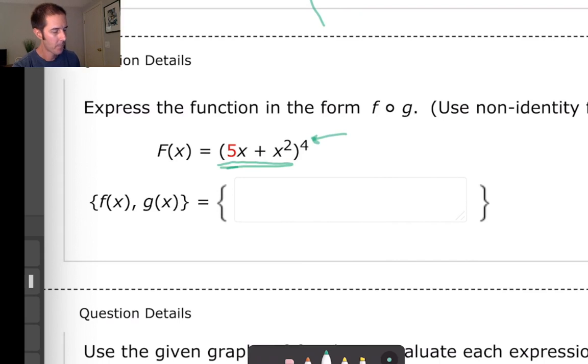exponent of 4. All right, so now I have to decide if indeed the 5x plus x squared is one of my functions and raising to the 4th power is another one of my functions. Which one is lowercase f and which one is lowercase g? Well, we're trying to express this function in the form of f of g, which I like to write as f of g of x. And when I write it this way, it's way more clear to me which one is the inner function and outer function.